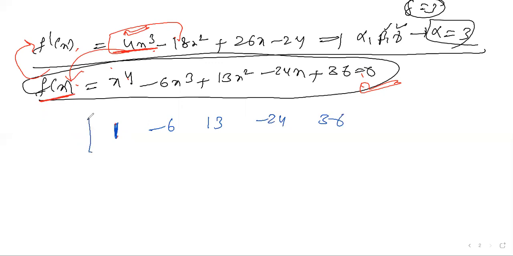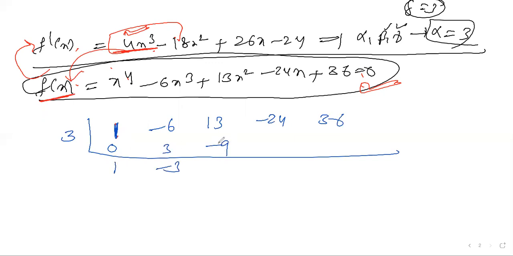So what do I have to do first? One root, you know what the root is? 3. 0 plus 3. 1, 1, 3 1s are 3, minus 3. How much is it? Minus 9. Plus 4. 12. Minus 12, minus 36. The answer is 0. Okay, one root is gone.